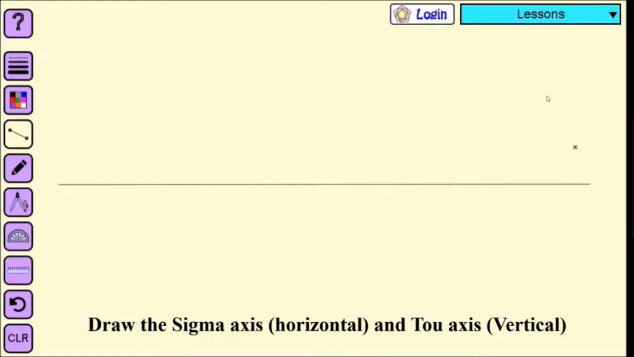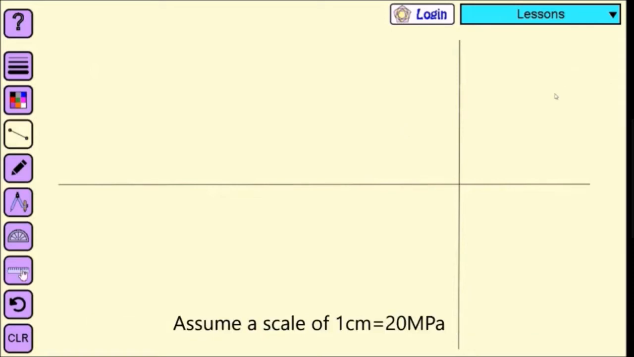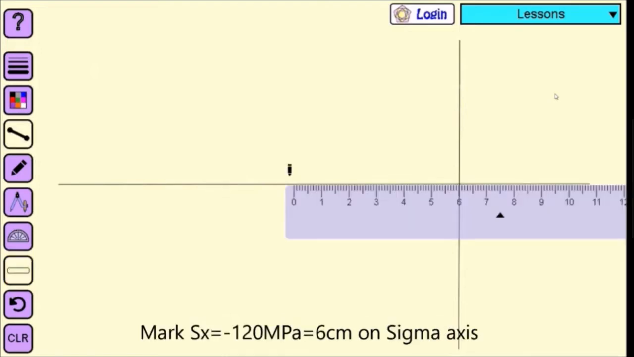First draw a horizontal axis, normal stress, and draw a vertical axis, shear stress axis. Observe that I am keeping more space on the left side because my sigma x, sigma y, tau xy all are negative values. So I need more space in the negative sigma axis. See, I have to represent all the values of sigma x, sigma y, tau xy, everything in the space given. So I need to fix a proper scale based on the values. For this problem, you can fix a scale of 1 centimeter is equal to 20 megapascal. On the vertical face, you have sigma x of minus 120.